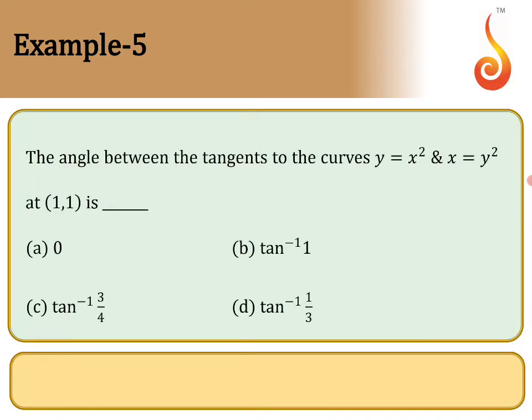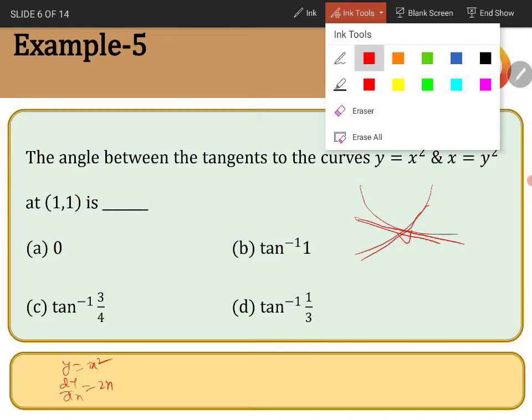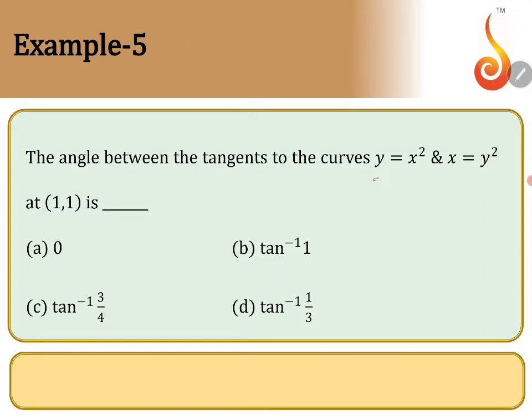Next, the angle between the tangents to the curves. Suppose the two curves are like this. This is the tangent to the curve. What is the angle between the tangents to the curves? First of all, what is given to us? y equals x square. So dy by dx equals 2x. Therefore dy by dx at the indicated point 1 comma 1 is 2 into 1, which is 2.